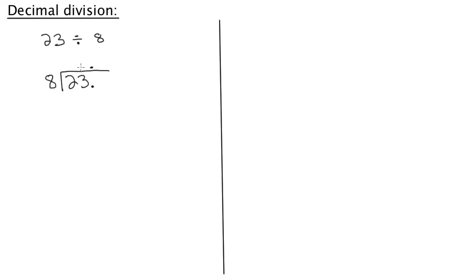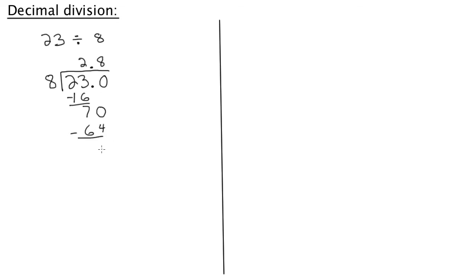8 goes into 23 two times. 2 times 8 is 16. Subtract, you get 7. And this is an important little step here. You have to realize that 23 is the same as 23.0. You can add zeros here, it doesn't change the value. And that allows me to keep going. I now can do 70 when I bring down the 0. 8 goes into 70 8 times, 64.